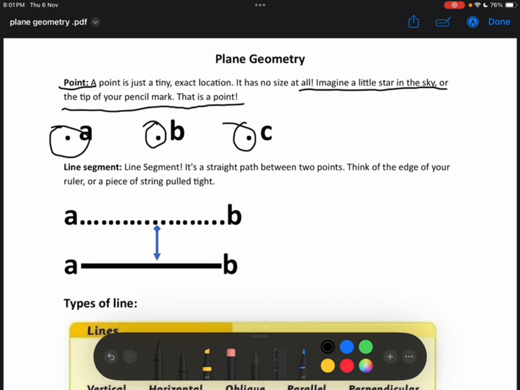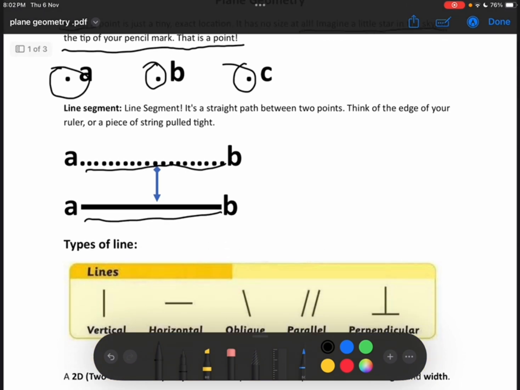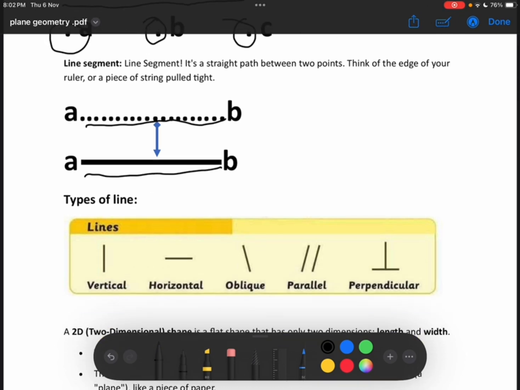Now what happens if we connect all the points in a straight path? We get a line segment. As you can see here, it is a straight path between 2 points. Think of an edge of your ruler or a piece of string pulled tight. So here you can see line segment AB.